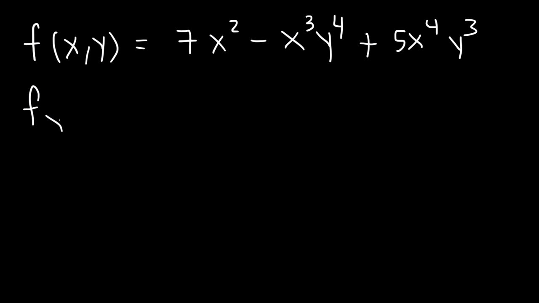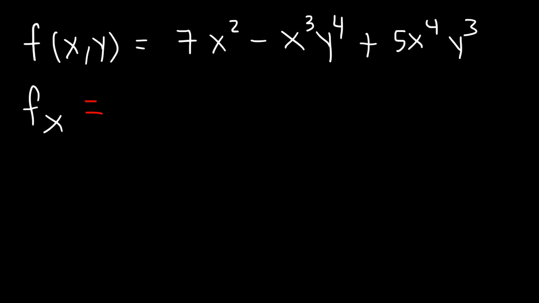The partial derivative with respect to x is symbolized by f sub x. Now, in order to find it, every other variable, in this case y, you need to treat as a constant. You only treat x as the variable. Everything else, you view it as a constant.